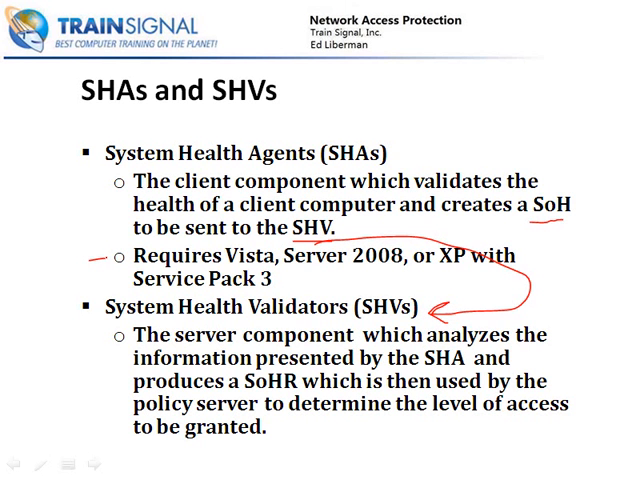Now, let's move on down to this System Health Validator. This is the server component, and here we go with all the acronyms again, which analyzes the information presented by the SHA. And what was that information that was presented? Well, it was the SOH that got presented, and produces, you're going to love this, an SOHR, which, if you can remember, SOH is Statement of Health. Well, SOHR is Statement of Health Response. And that response is then used by the policy server to determine the level of access to be granted.